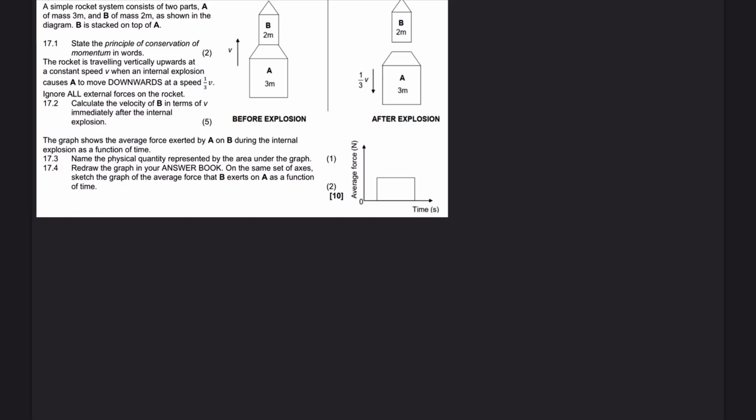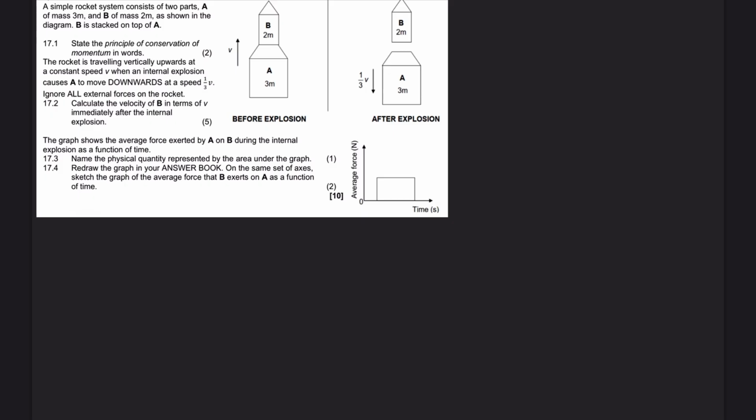The rocket is traveling vertically upward at a constant speed v when an internal explosion causes A to move downwards at a speed of 1 over 3 v. Ignore all external forces on the rocket. The question reads, calculate the velocity of B in terms of v immediately after the internal explosion.